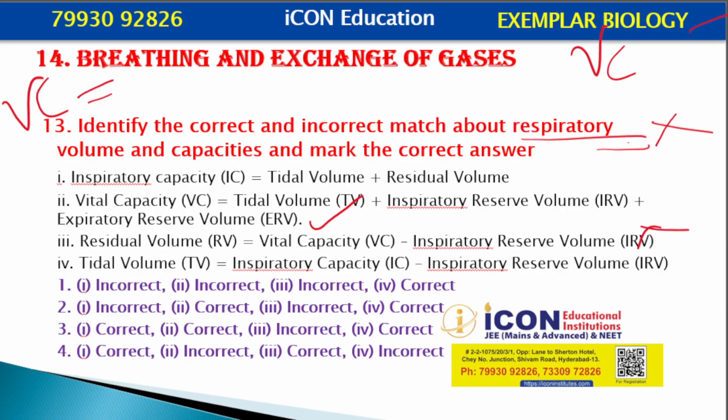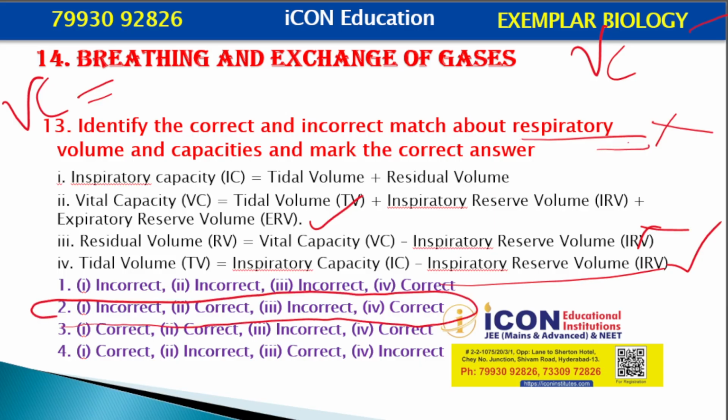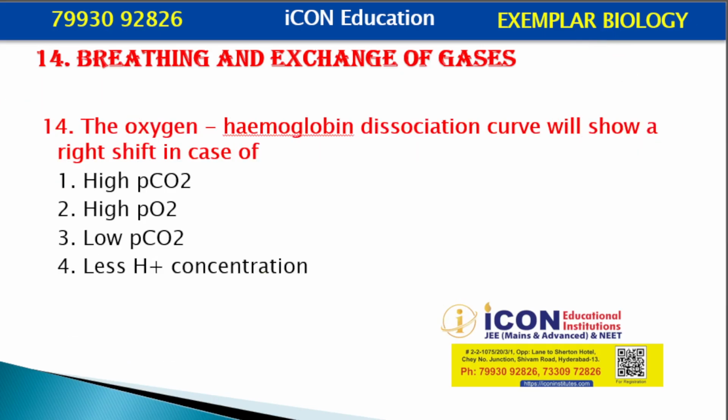Tidal volume equals inspiratory capacity minus inspiratory reserve volume. Yes, this is correct. So what is our answer? The first one is incorrect, the second one is correct, the third one is incorrect and the fourth one is correct. So, this is the answer. That is it. Moving on to the next question.